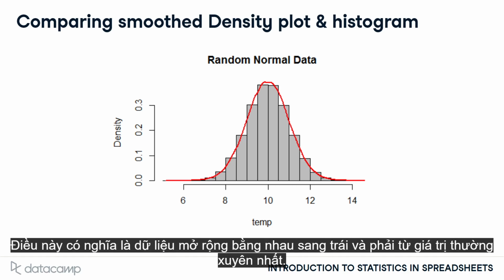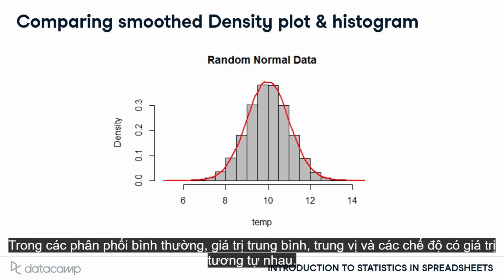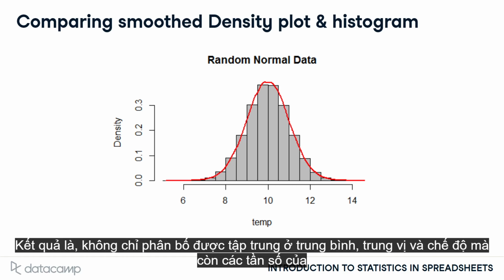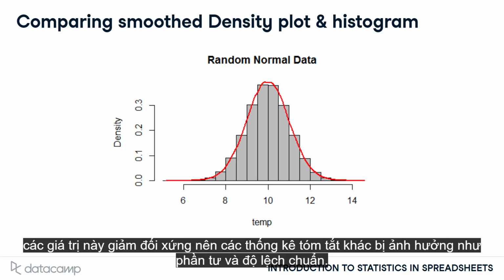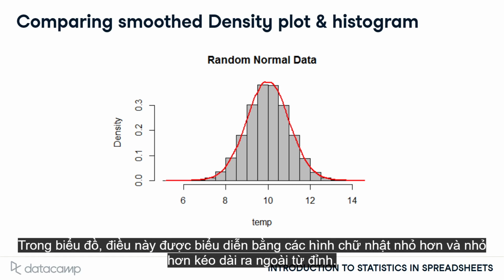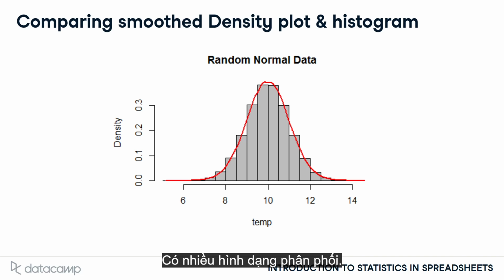This means that the data extends equally to the left and right from the most frequent value. In normal distributions, the mean, median, and mode have similar values. As a result, not only is the distribution centered at the mean, median, and mode, but the frequencies of these values decrease symmetrically, so other summary stats are affected, like quartiles and standard deviations. In a histogram, this is represented with smaller and smaller rectangles extending outwards from the peak.